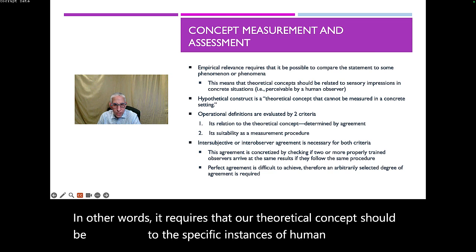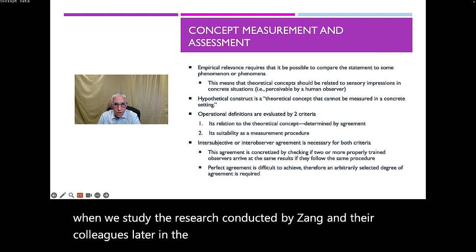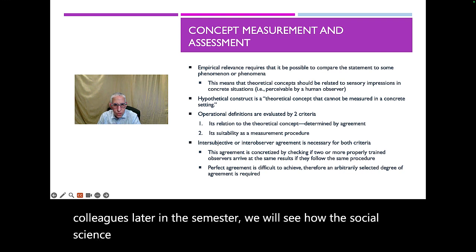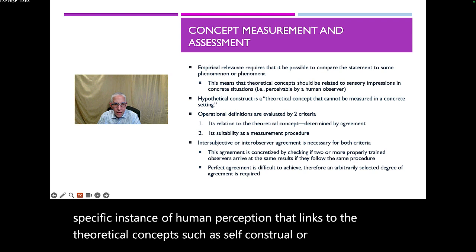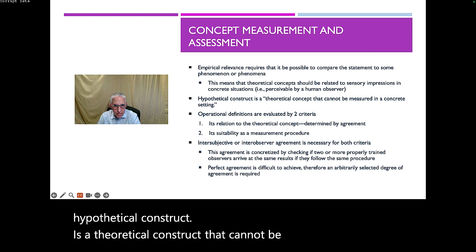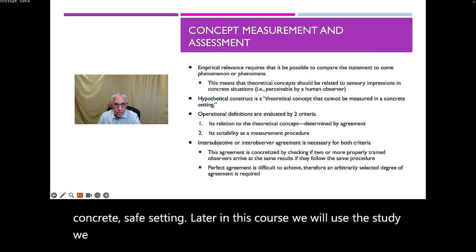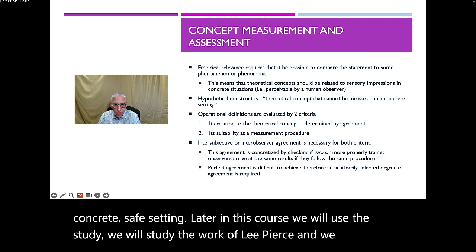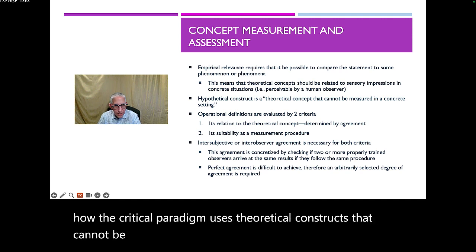When we study the research conducted by Zhang and their colleagues later in the semester, we will see how the social science paradigm uses surveys or questionnaires as the specific instance of human perception that links to theoretical concepts such as self-construal or conflict style. A hypothetical construct is a theoretical construct that cannot be measured in a concrete setting. Later in this course, we will study the work of Lee Pierce, and we will see how the critical paradigm uses theoretical constructs that cannot be measured in a concrete setting.